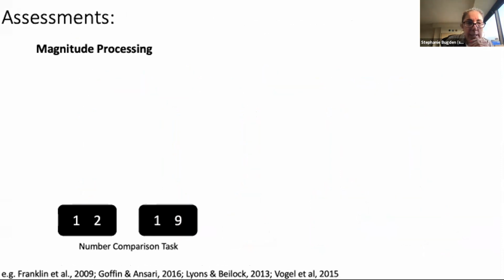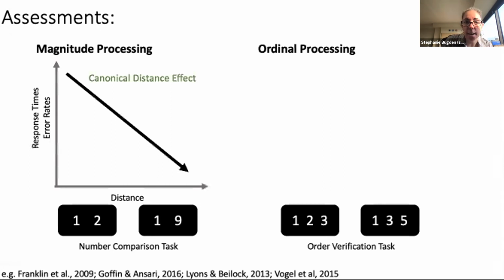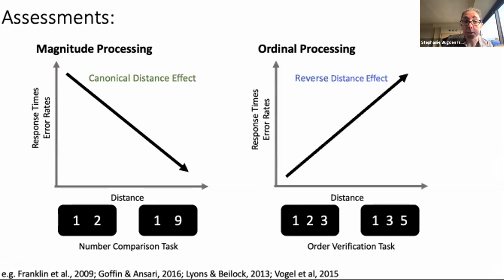I'm going to quickly go through this, but magnitude processing is typically assessed with number comparison tasks, and we see that response times and error rates decrease as the distance increases. But in contrast, for ordinal processing, in an order verification task where adults and children are asked to verify if an ordered sequence is in the correct order or not, we see the opposite. Response times and error rates increase as the distance also increases.